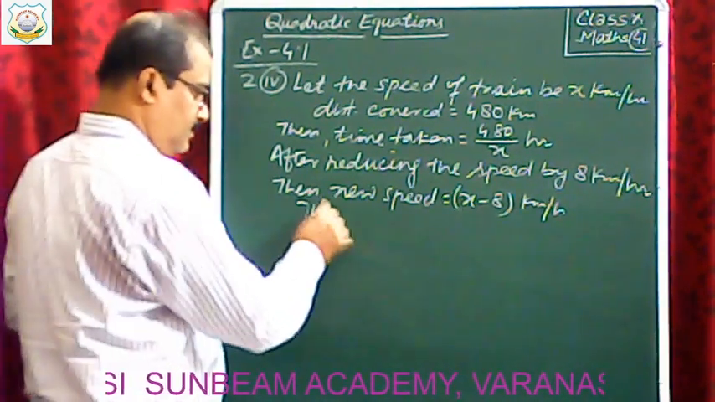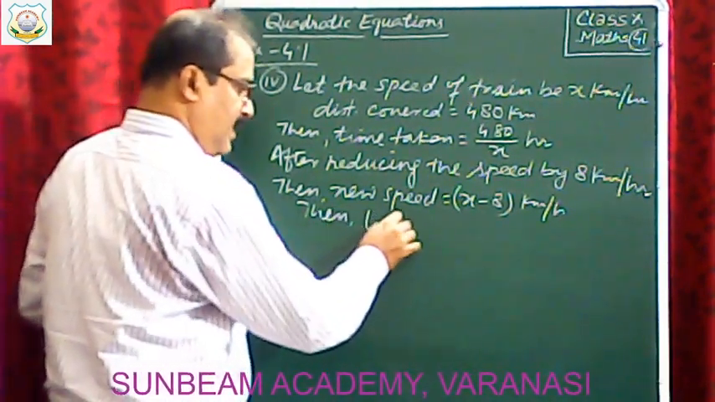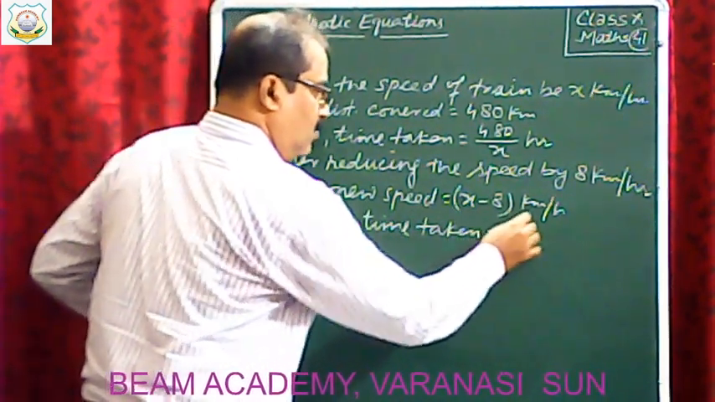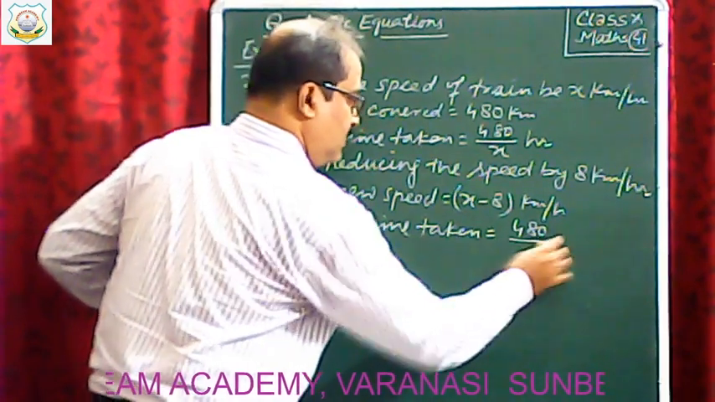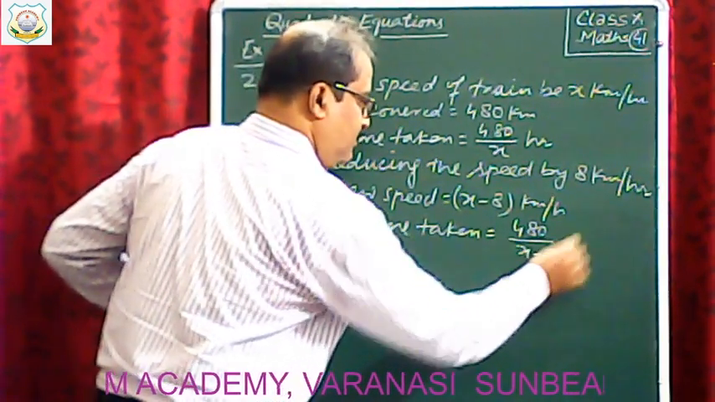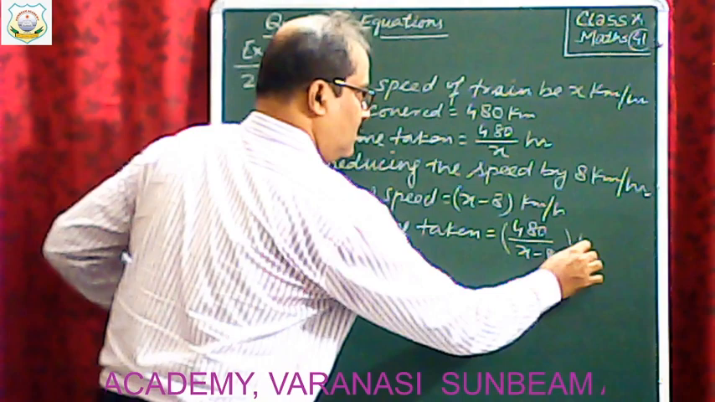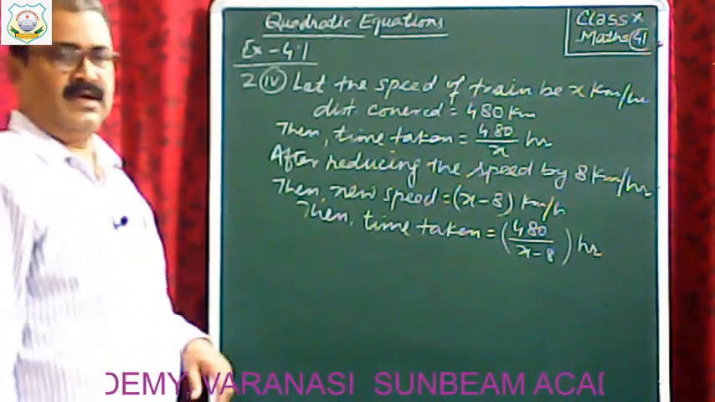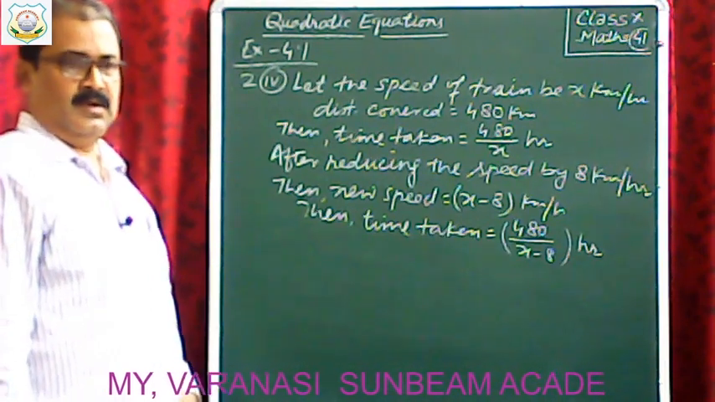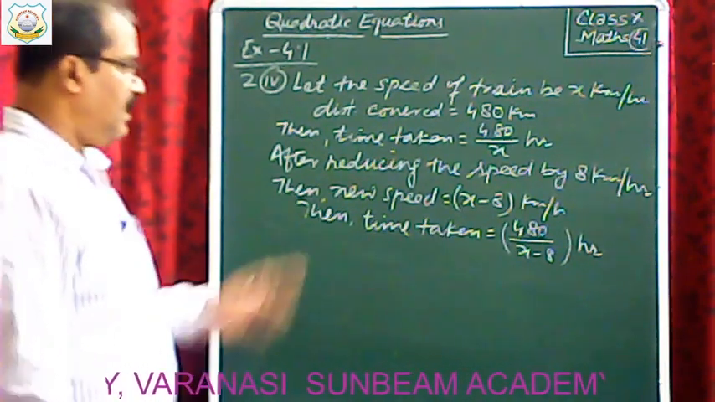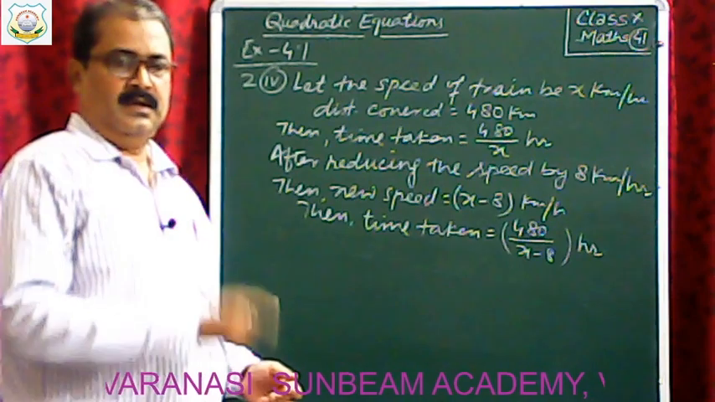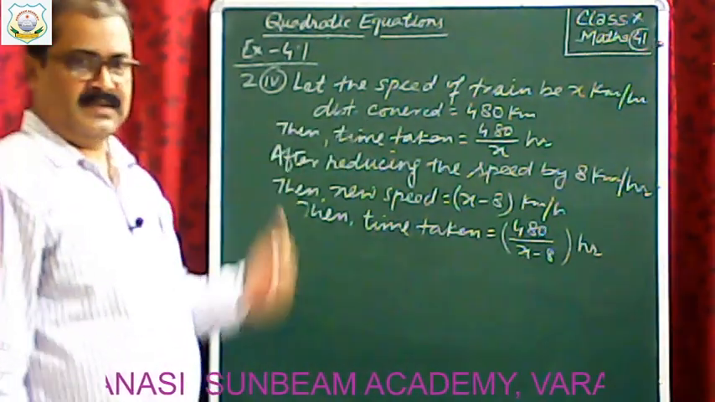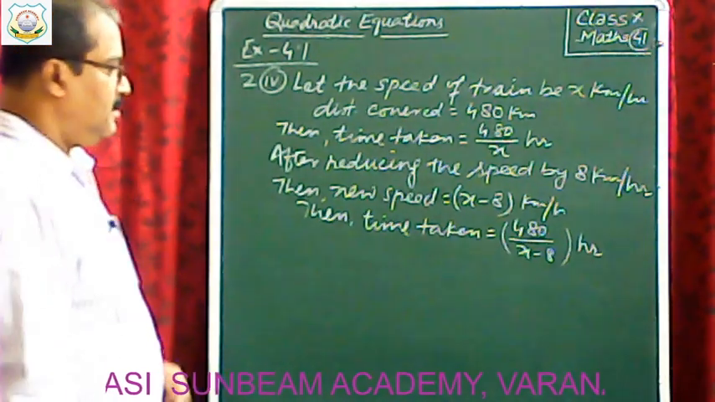Then time taken is 480, total distance, upon x minus 8 speed, hours. Now according to the given condition, after reducing the speed by 8 km per hour, it would have taken 3 hours more as compared to the previous duration.